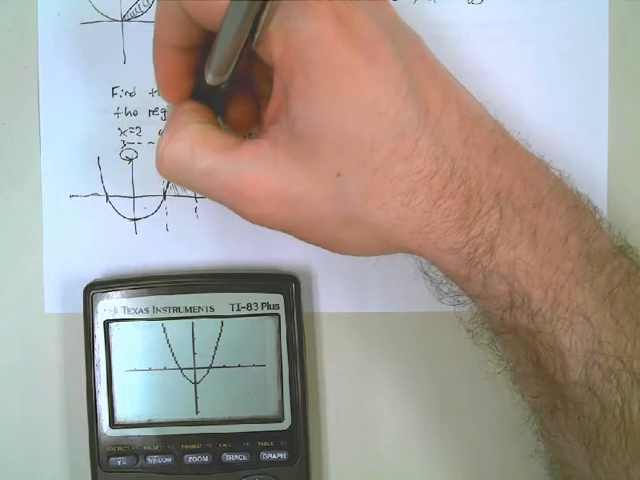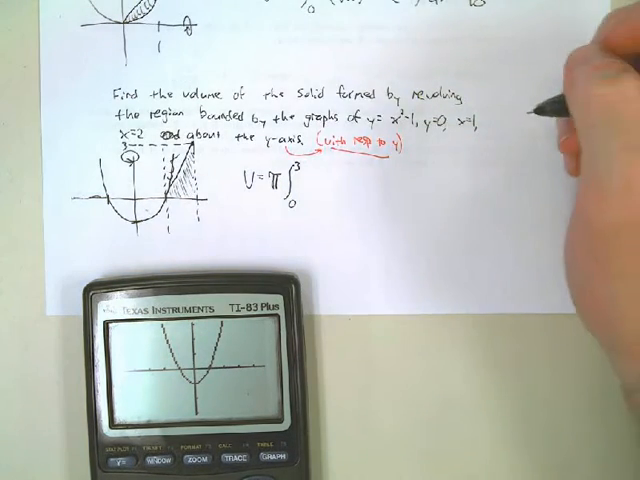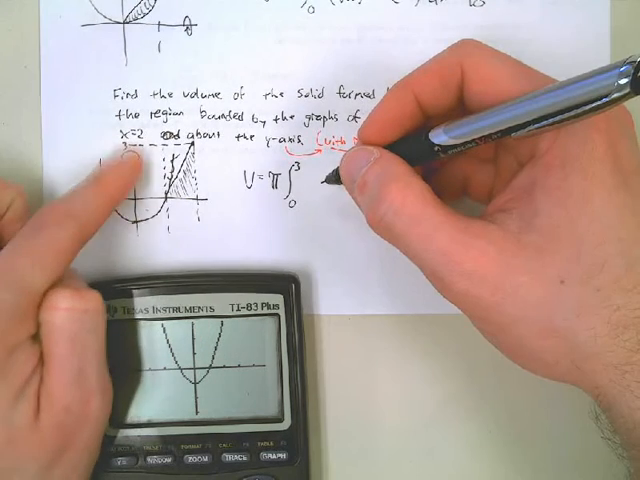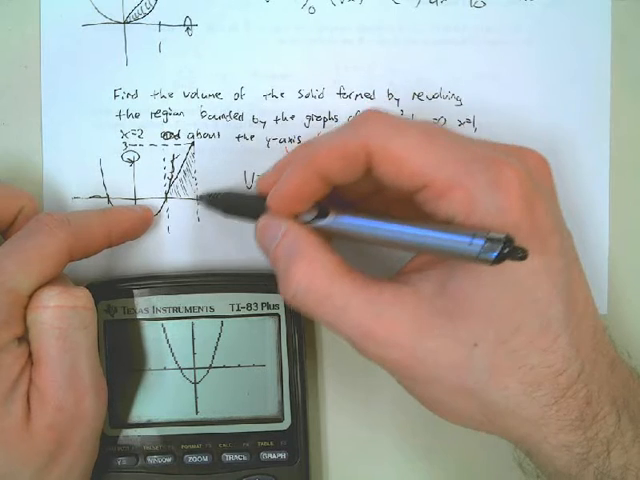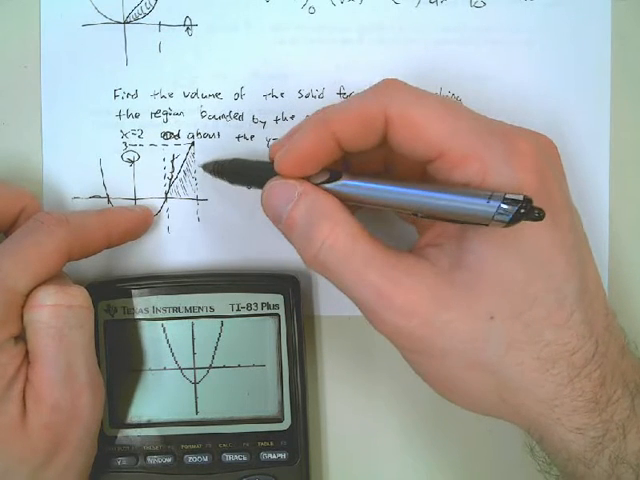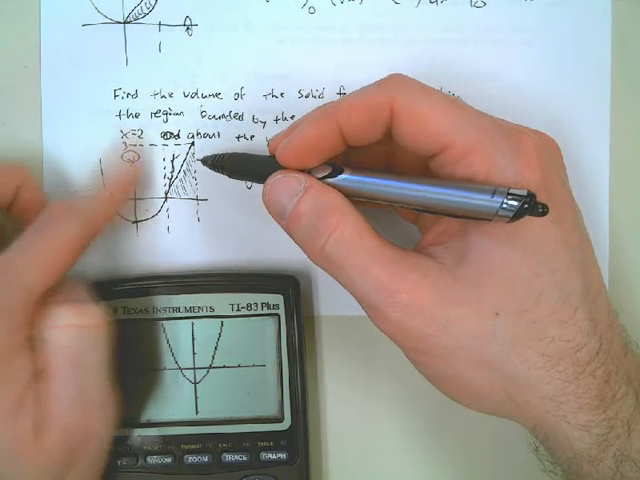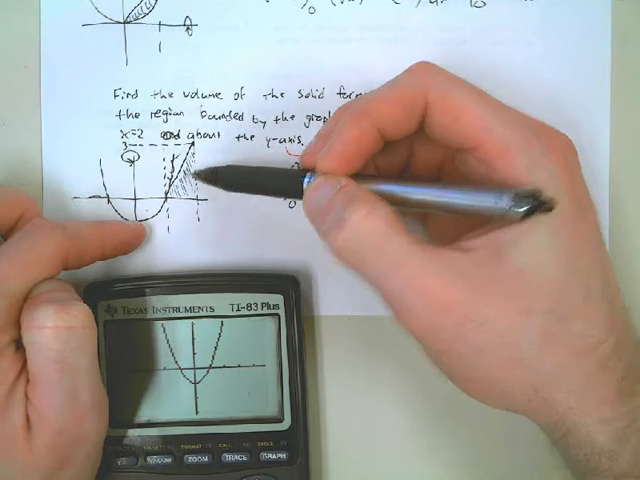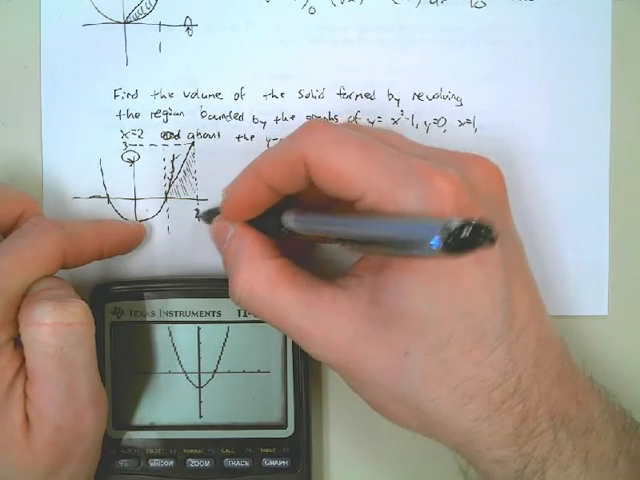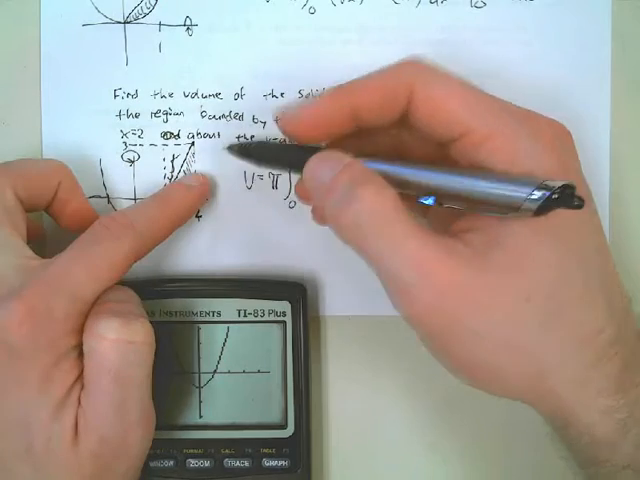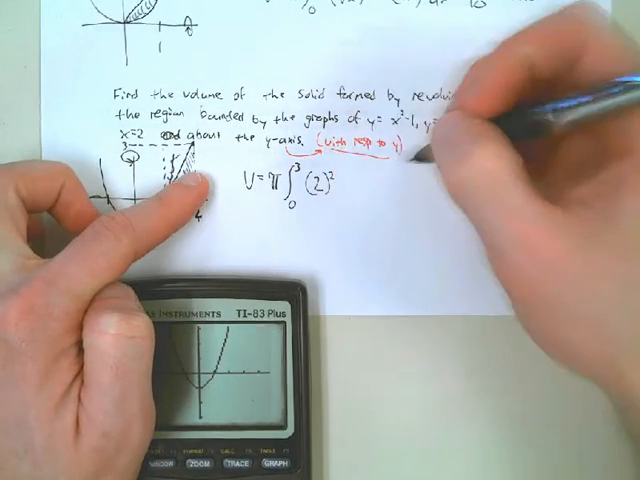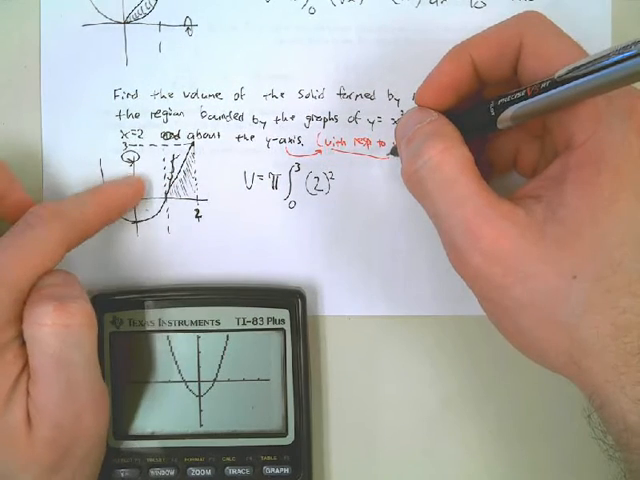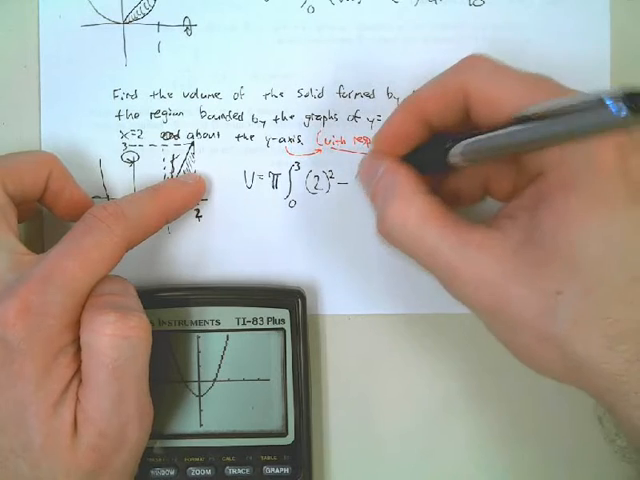Now, here's my axis of revolution. Here's my region. The farthest curve from this axis of revolution is what? 2, right here. This x value of 2, the farthest curve is 2. So it's going to be big R squared, 2 squared. The radius is 2, a distance of 2 away from my center, minus what's the curve that's closest? What curve determines the closest radius?